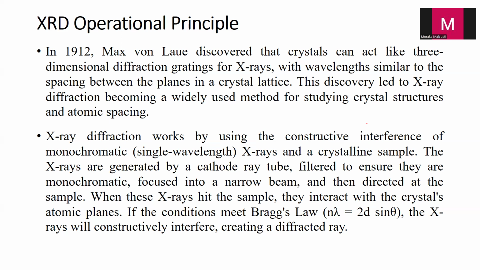All right. So this X-ray tube will filter some of the beams, and ensure that the beams are collimated, or focused, into a narrow beam, and then directed at the sample. When these X-rays hit the sample, they interact with the crystal's atomic planes, as I've explained. If the conditions meet Bragg's law, following this formula, the X-rays will constructively interfere, creating a diffracted ray.